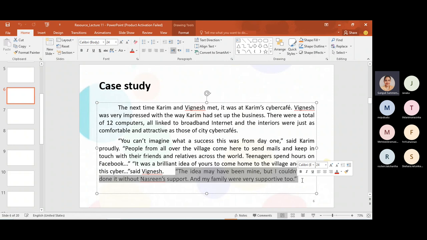Nasreen is Karim's wife. So he says, yes, the idea was mine, but I got a lot of support from Nasreen and my family. So even though the idea was his, he has received a lot of support from his family and his wife.